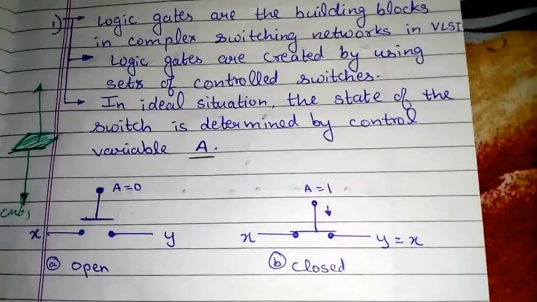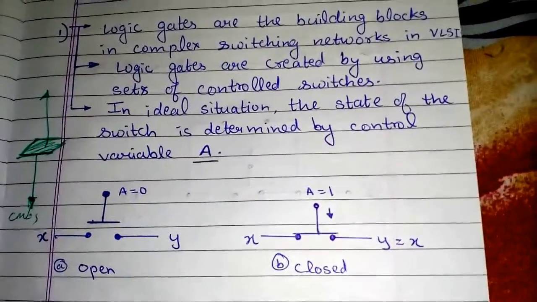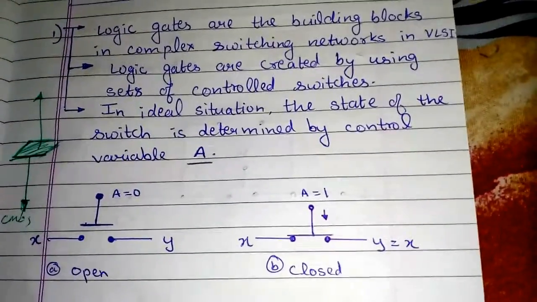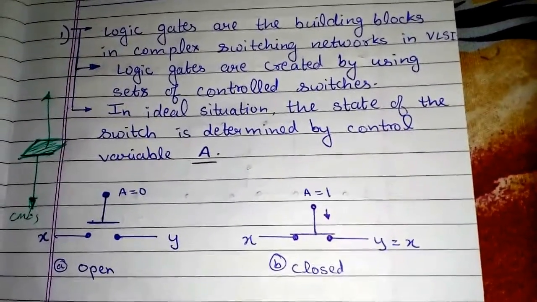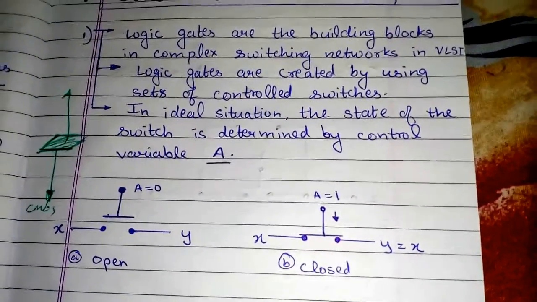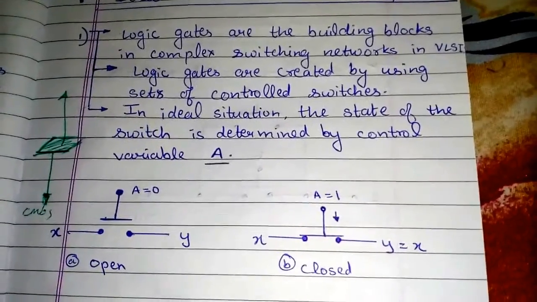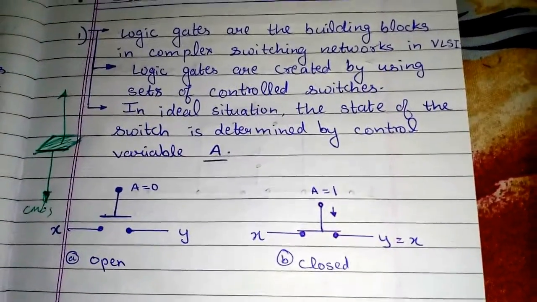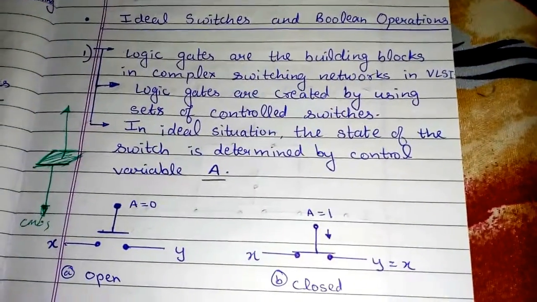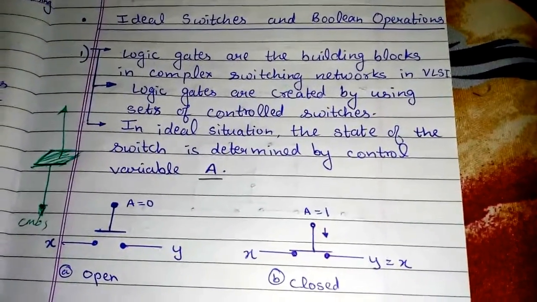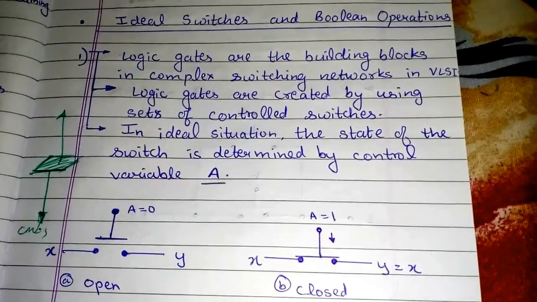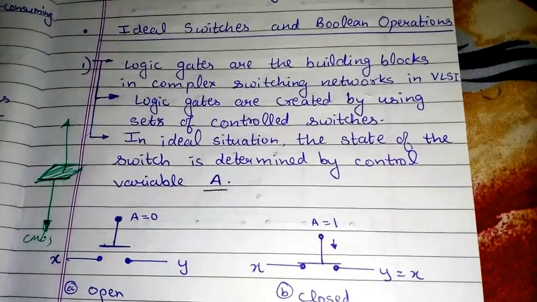The normal switches that you have in your homes for switching a fan on and off, we can use those examples to understand and to give the ground for our VLSI technology and our VLSI design and CMOS and NMOS. So let's get started. Please know that logic gates are the basic building blocks in complex switching networks in VLSI. And these logic gates are actually made by controlled switches.